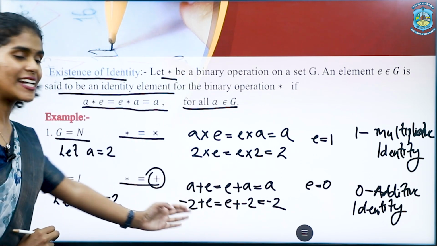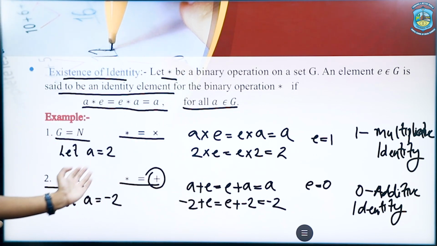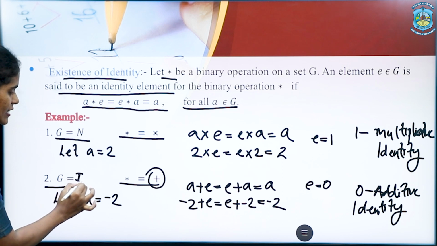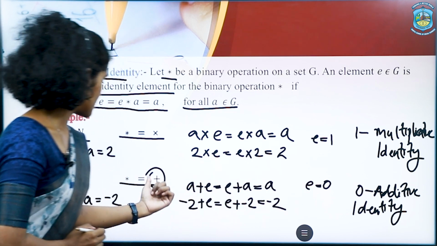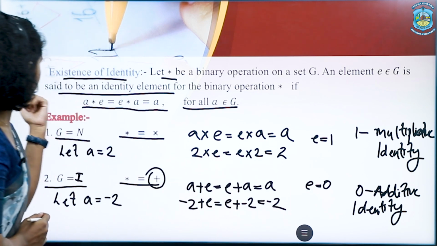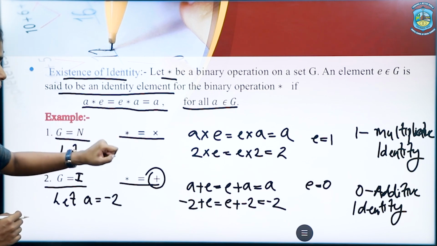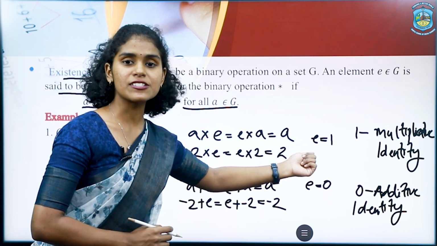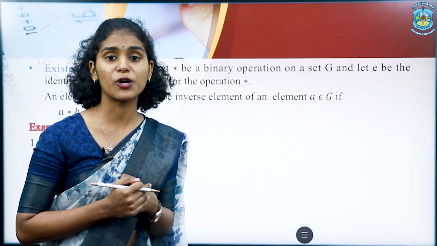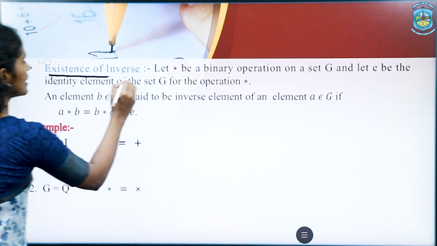So here we can say that identity element exists, and in the case of integers, the identity element with respect to addition is 0, and in the first example with respect to natural numbers, where the operation was multiplication, the identity element is 1. The next property is existence of inverse.